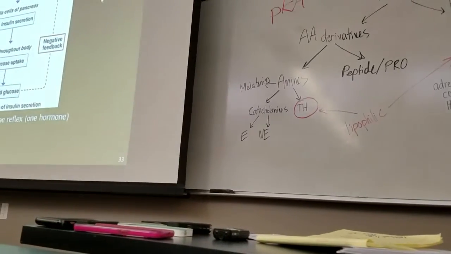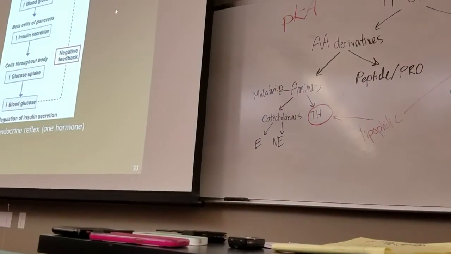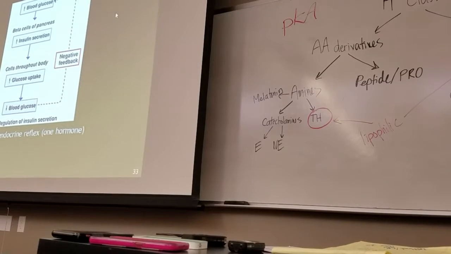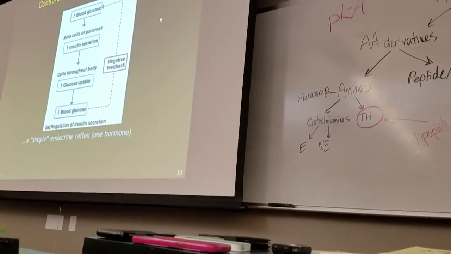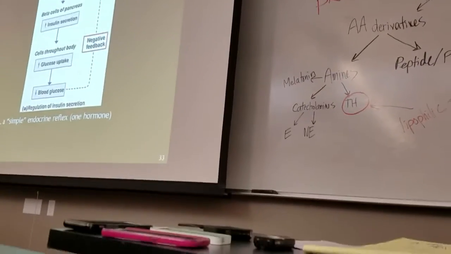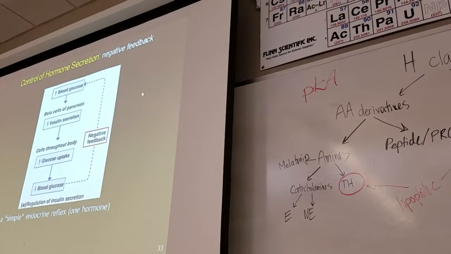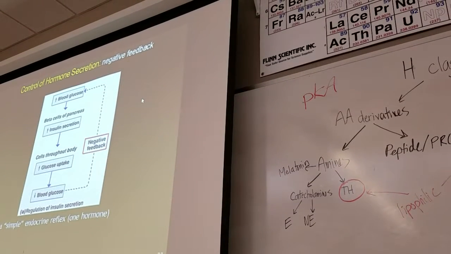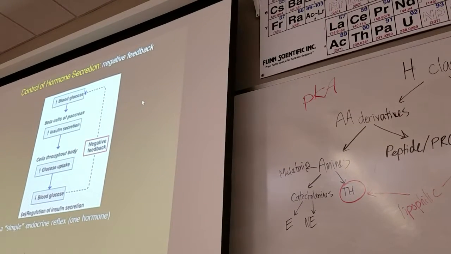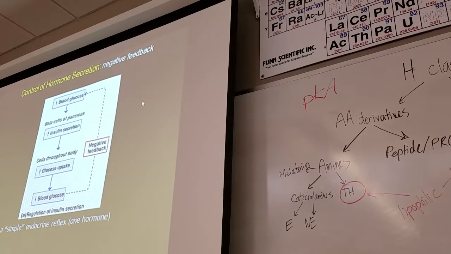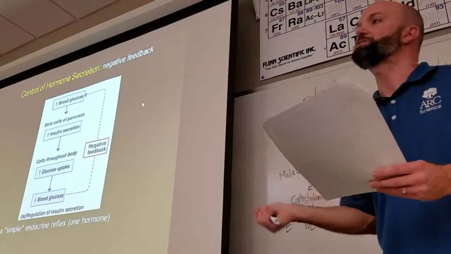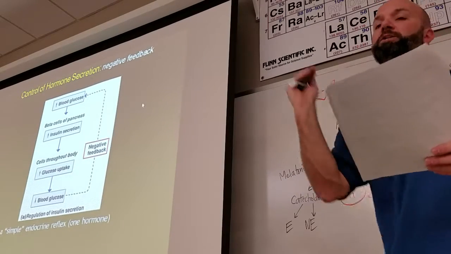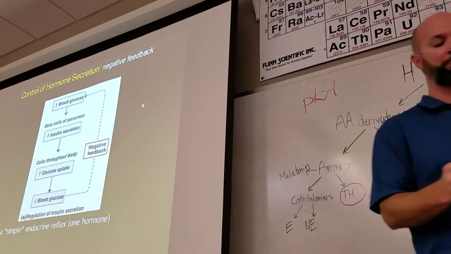As secretion increases, levels of the hormone in circulation increase. And as hormone concentration goes up, the cellular response increases. You get a bigger effect. And the whole function of producing that effect is to negate the stimulus. So if the problem is low blood glucose, the effect needs to be an increase in blood glucose until we're back to the normal range.